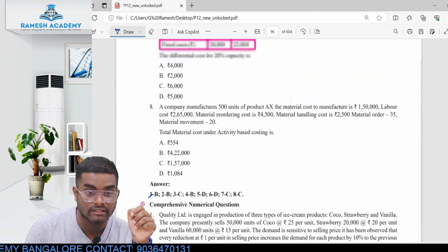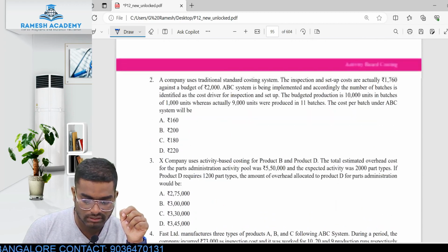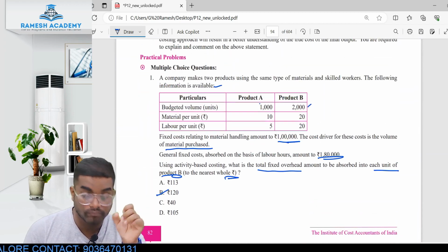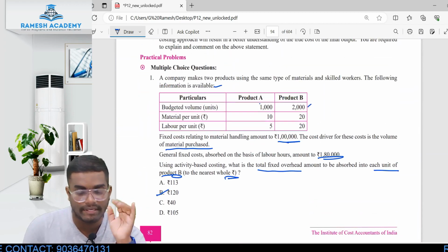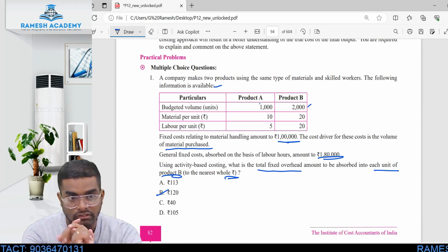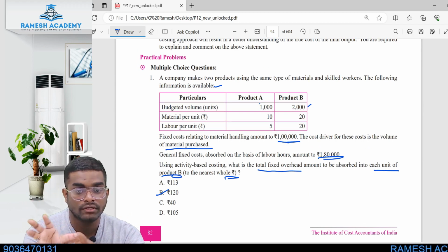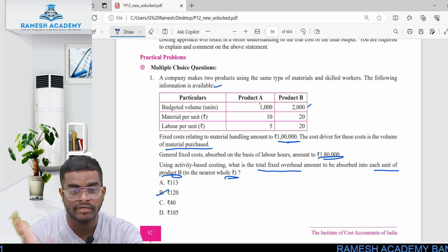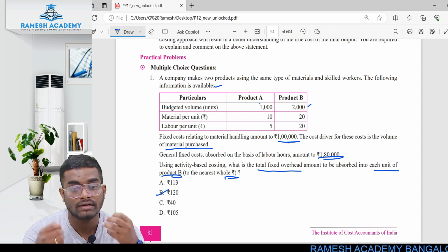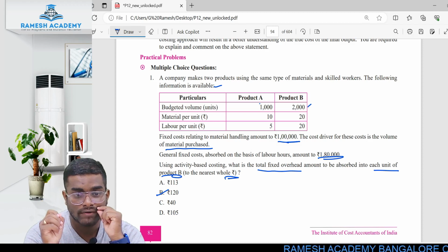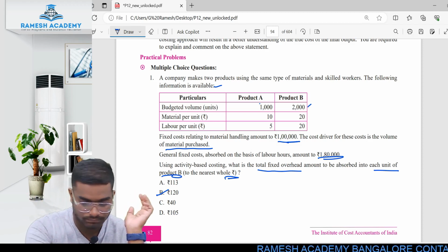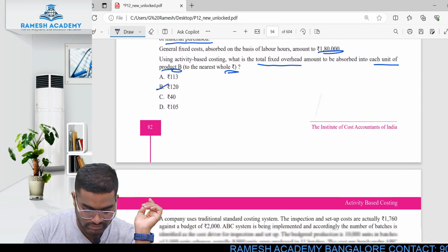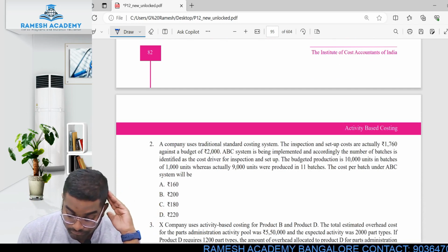See, B is the answer. So this was MCQ number 1. In this they have asked us to distribute the material handling cost and the general fixed cost on the basis of cost driver. What is our cost driver? For material handling, it is volume of material purchase, and in case of general fixed cost, the cost driver is labor hours. So we are done with illustration number 1. We will go to illustration number 2 now.